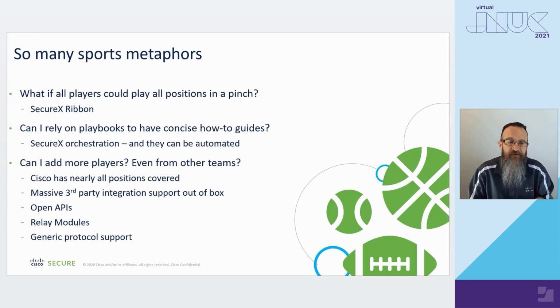Yes, we've got nearly all the positions covered with products that say Cisco right on them, but you may, in your SOC, be using a couple things that maybe don't say Cisco on them. We've got massive third-party integration support right out of the box. We've got open APIs so that support can be written if it doesn't already exist. We've got relay modules that allow you to talk to additional types of security and network intelligence and enforcement providers. And we have generic protocol support built into orchestration. So if you've got a thing, even if you wrote it yourself, if it understands FTP or HTTP, if it has a REST API, if it does SMTP, etc., you can tie it into SecureX orchestration workflows via those protocols.